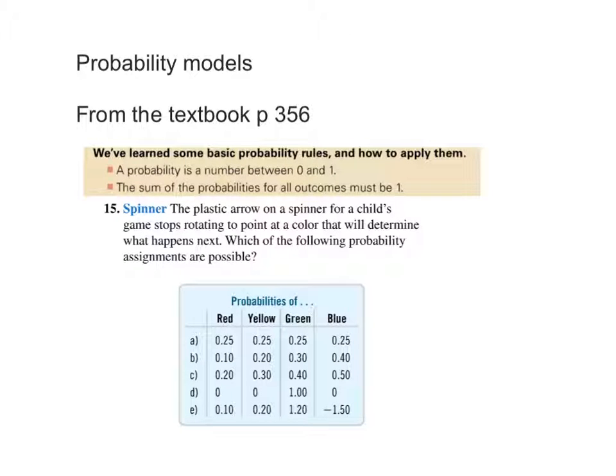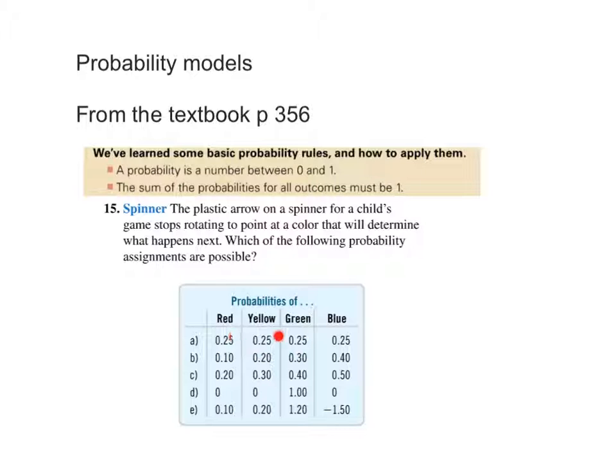So, some probability rules from the textbook that I hope you read. A probability has to be between 0 and 1. It can be 0, it can also be 1, and anything in between. But it can't be more than 1 or less than 0. It can't be negative. And the sum of all the outcomes in an event has to have a sum of 1.